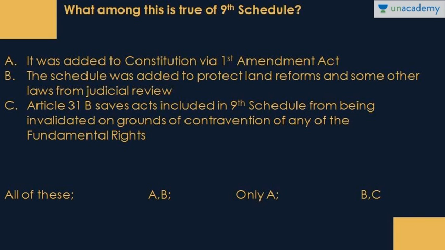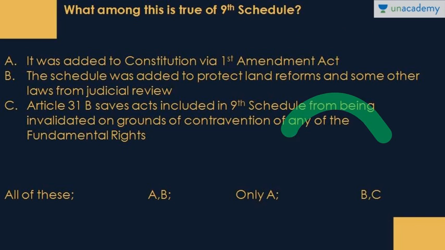Next, what among this is true of 9th schedule? So why is 9th schedule in news? We'll do it in the next slide. Coming to the options here, A, it was added to Constitution via First Amendment Act. B, the schedule was added to protect land reforms and some other laws from judicial review. C, Article 31B saves acts included in the 9th schedule from being invalidated on grounds of contravention of any of the fundamental rights. So looking at the options here, the first one is absolutely correct.